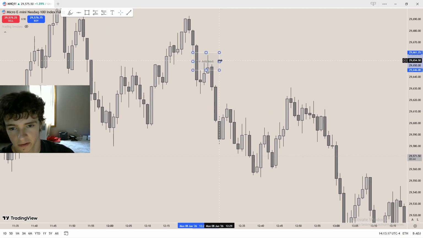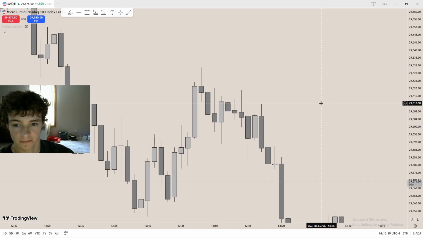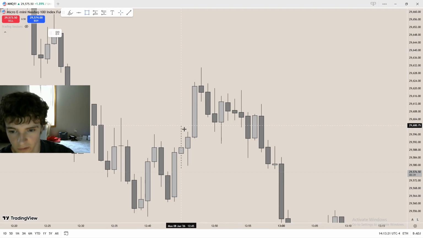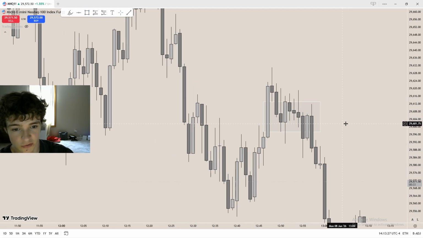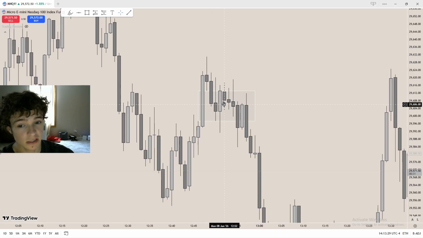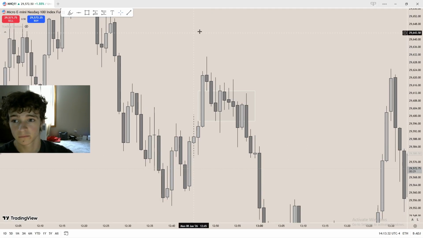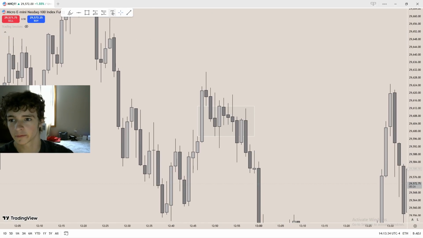Let's get into an inverse fair value gap, guys. I know this one's a little smaller, but we have candle one, candle two, candle three. We have this fair value gap, which turns into an inverse fair value gap because price trickles through. Here I'm going to write down quick definitions.